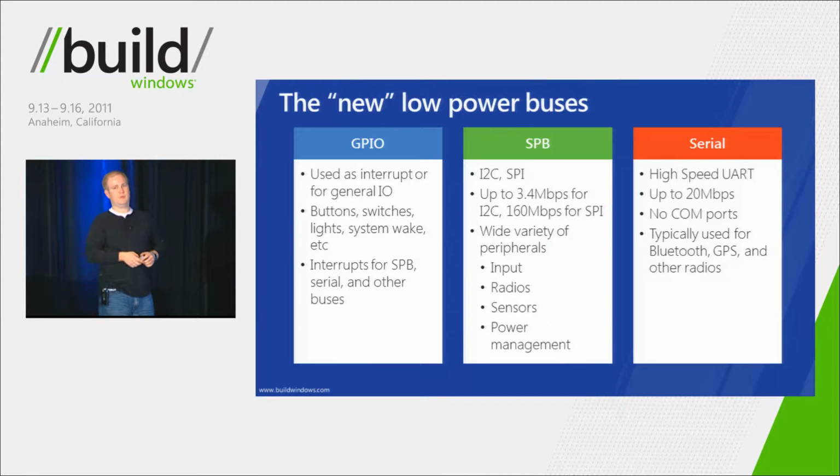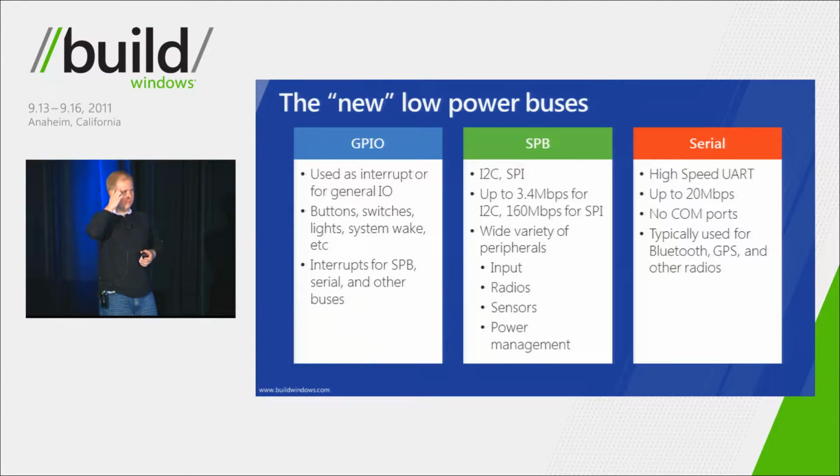SPB, or Simple Peripheral Bus, is the next group that we have, and that's I2C and SPI. These are used for just about everything, especially I2C. Every day I learn a new way that I2C is being used inside a computer. So I2C is up to 3.4 megabits. SPI is really as fast as a chipset can possibly move, but SPI generally tops out around 160 megabits. And it's really used for a wide variety of peripherals. We've seen just about everything use I2C or SPI in some way.